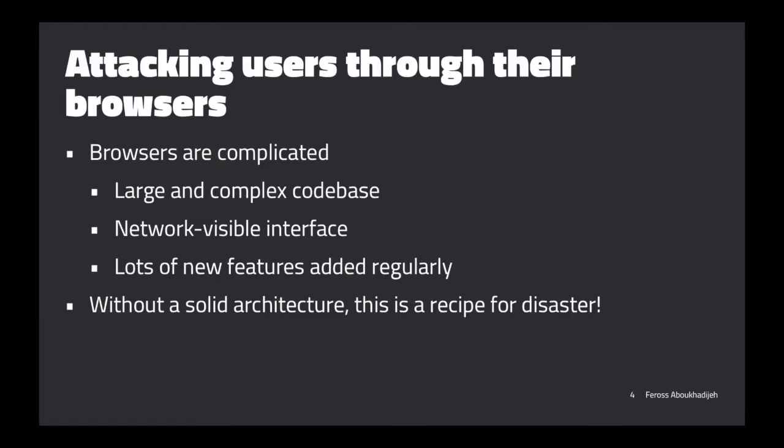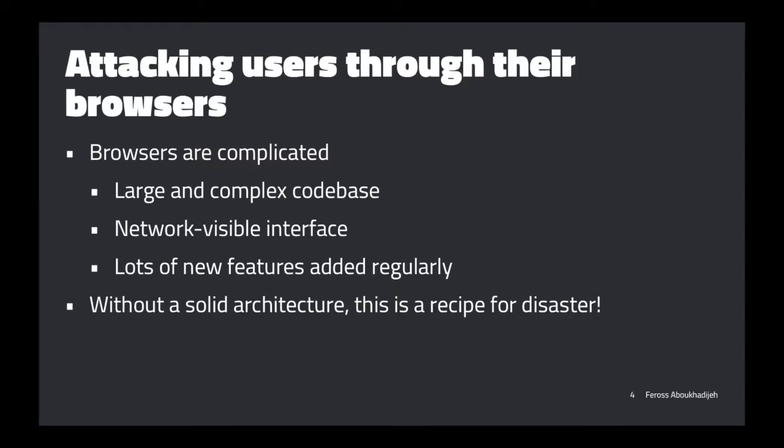The first thing, though, is that the reason why this is even an issue is because browsers are extremely complicated. They're a huge code base, and they're also network visible, which means it's not only really complicated, tricky code, but it's actually connected to the internet. So people are constantly sending this code untrusted input and trying to break it. This is what attackers do, and so that combination of a really large, complicated code base, plus it's connected to the internet, plus it's often written in an unsafe language like C++, is a really dangerous combination. And then, of course, we also have constantly new features getting added to the browser, so there's all this code churn. Without a solid architecture, this is basically a recipe for disaster.